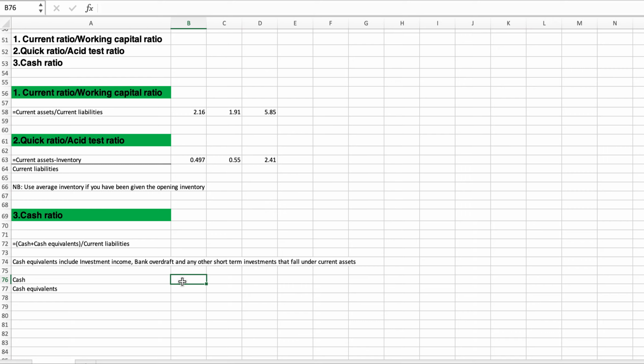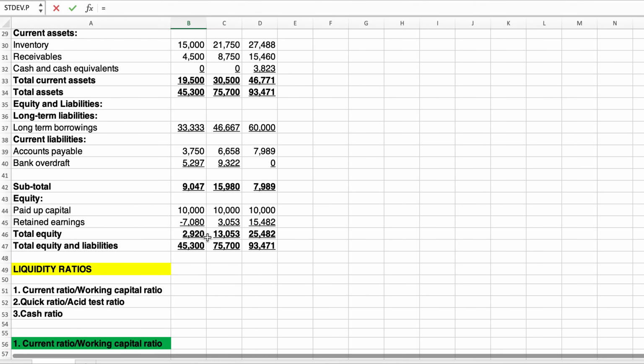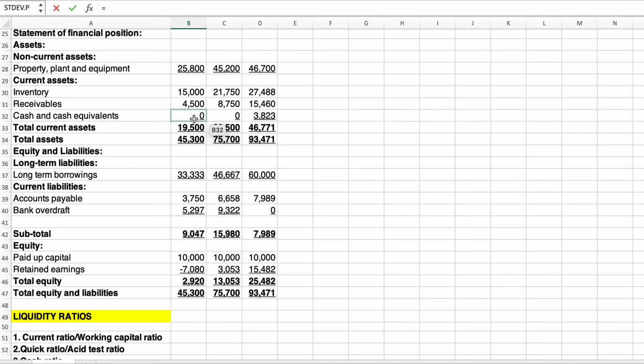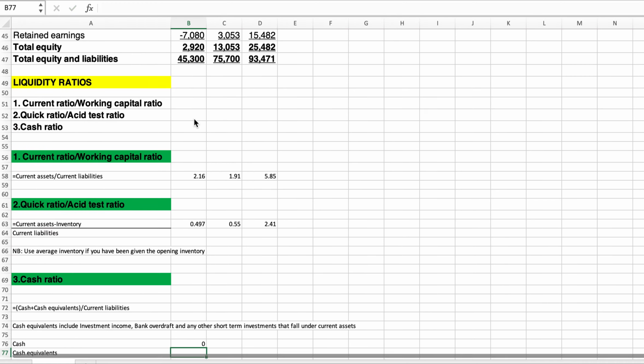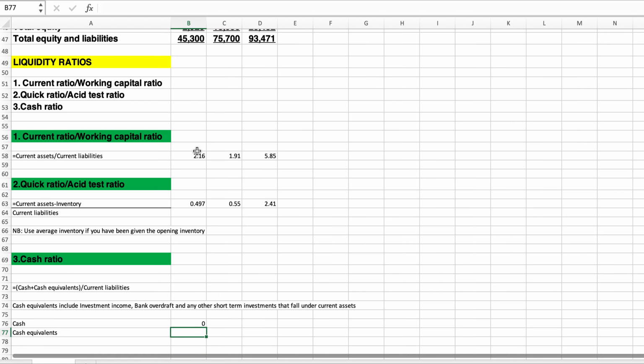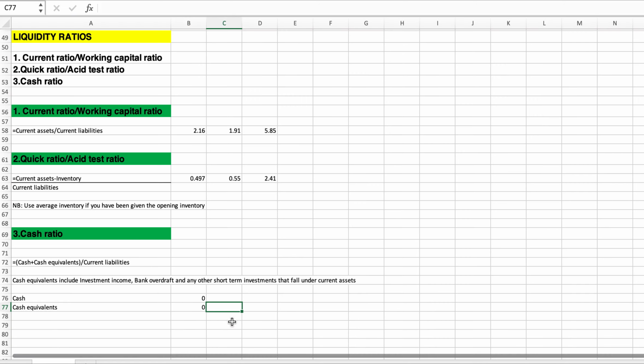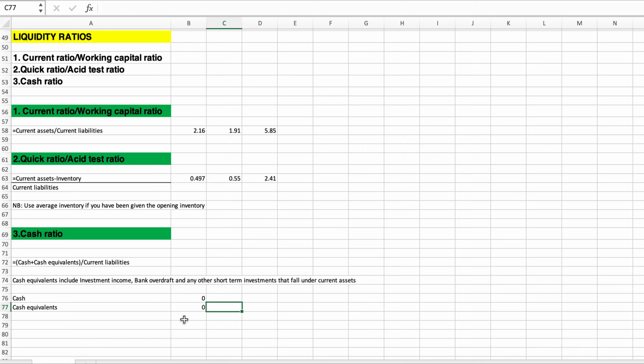So in our question here, for the year 2020, our cash and cash equivalents are just zero. But we have, that's under current assets. But under liabilities, we have seen the bank overdraft.